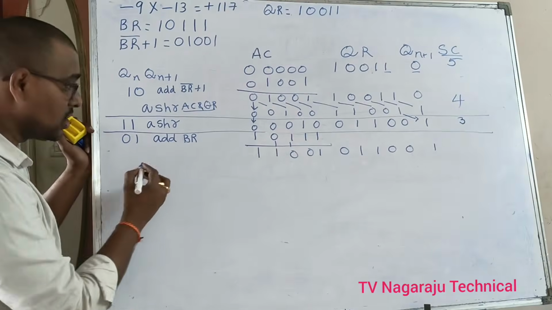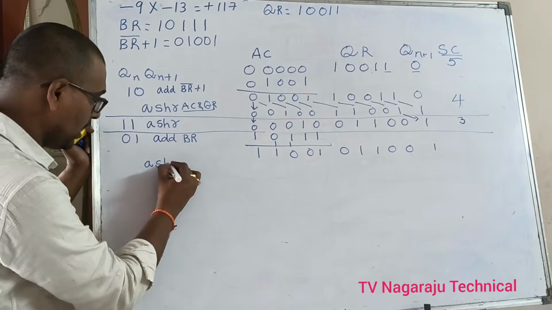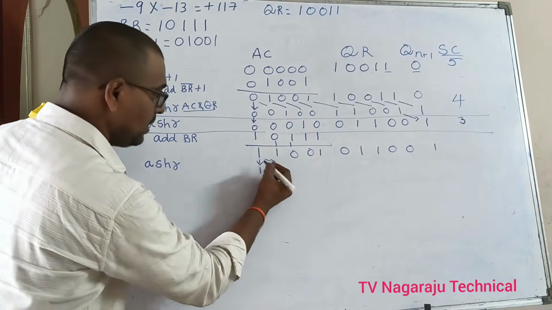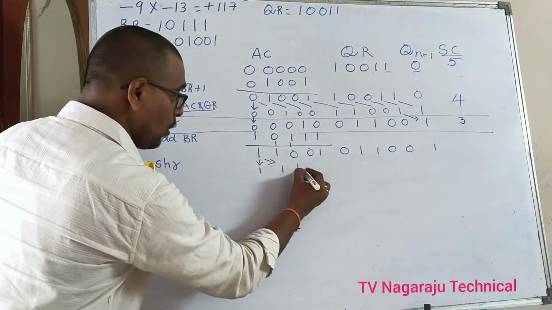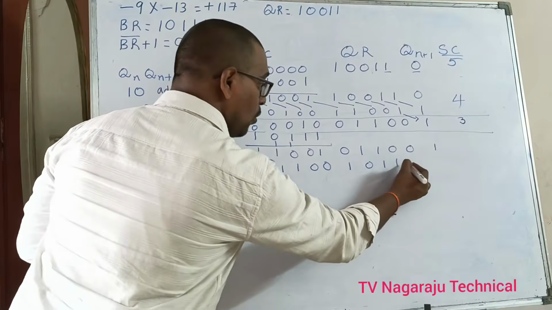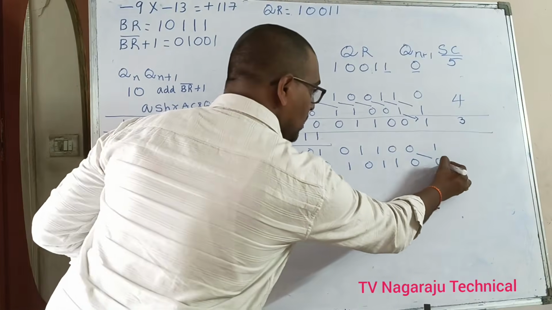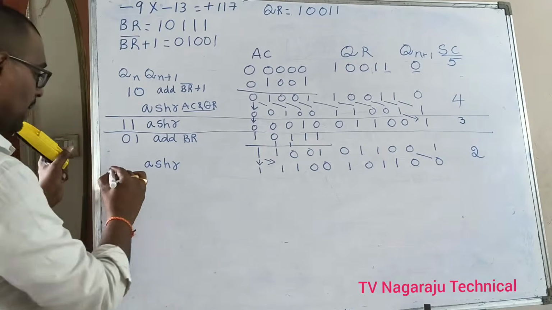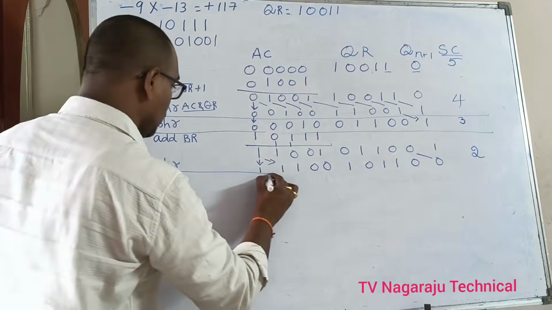After performing the addition operation, what is the next step? You need to do the shift operation. So 1 is copied to here and the same procedure. 1, 1, 0, 0, 1, 0, 1, 1, 0. This 0 is copied to here. The sequence counter value is decremented by 1. Now the value is equal to 2.